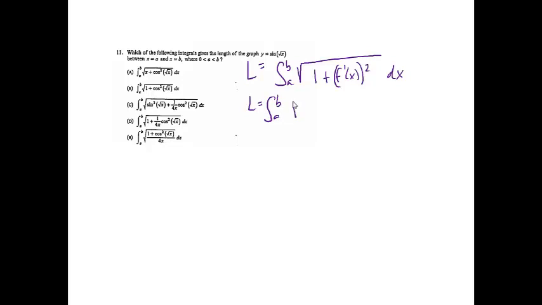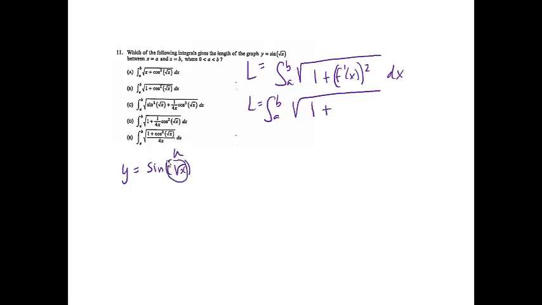Okay, number 11. Which of the following integrals gives the length of the graph y equals sine square root x between x equals a and x equals b, where a is between 0 and b? Okay, so what we need to do on this one, we need the length formula, and we've had a lot of length formulas, so hopefully you remember the right one. We'll just go from a to b. It's going to be the square root of 1 plus the derivative of x squared dx. So let's just fill in what we know. We're going to go from a to b, and it's still a to b. And then we'll have the square root of 1 plus, well, I'm going to come down here and do a side trip. We've got the sine of the square root of x.